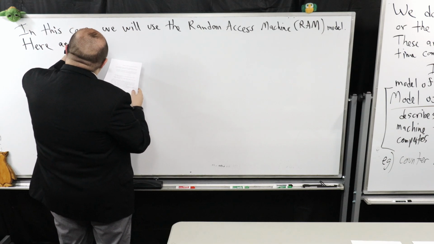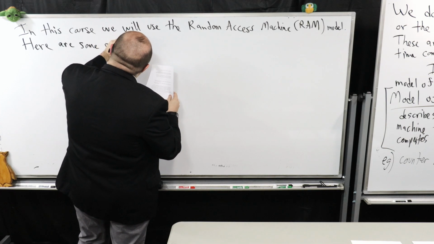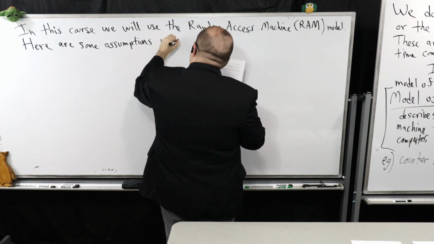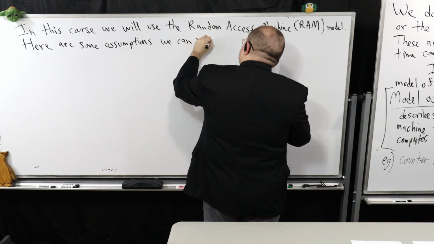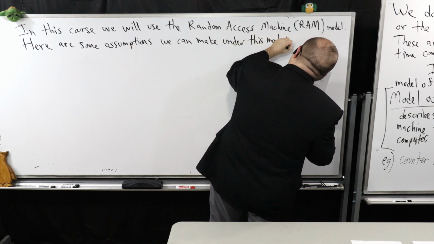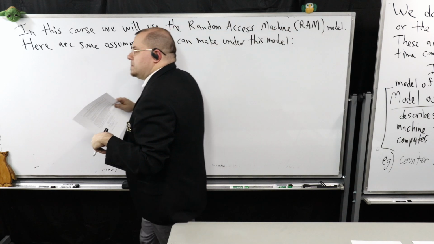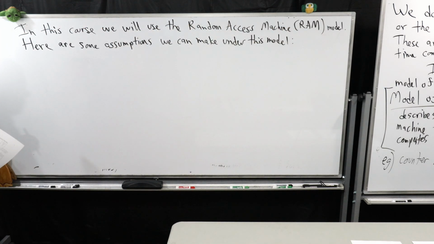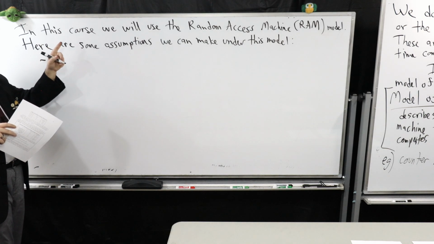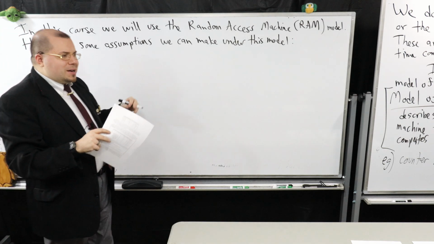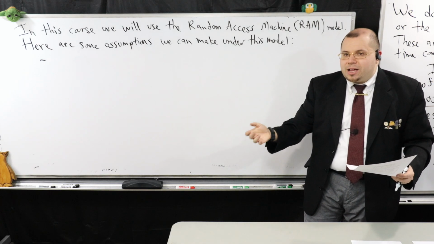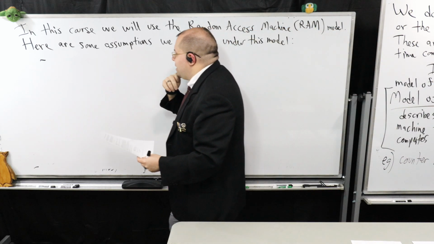Here are some assumptions we can make under this model. Remember, our goal is going to be to count operations. So I'm going to give you some rules that we can use. The reasoning behind a lot of these rules depends a lot on this model, so I'm not going to be able to go into a lot of the details, but I hope that a lot of the rules will seem very natural to you, at least if you think about it.